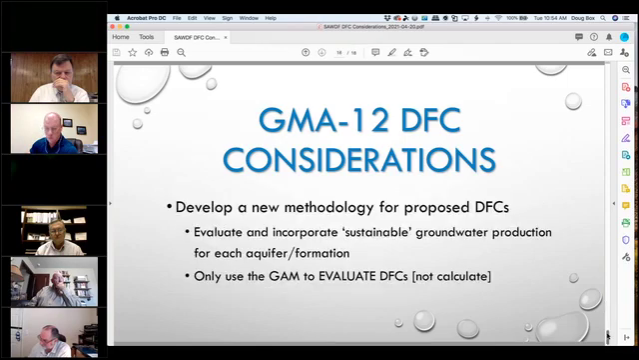And last slide, please. Then, gentlemen, I would hope that you can develop in this next cycle a different and better methodology for proposed DFCs. You come up with a different way of doing it, then you run the GAM to evaluate the DFC, not calculate the DFC. And that's what's occurring right now. So develop a better way, and SAWDF will be more than happy to help with that. That is certainly something for that 5-year cycle discussion. A new way of doing that. We can look at other GMAs, how to do the proposed DFCs, and then use the GAM as a tool to evaluate those desired future conditions. Thank you all very much.